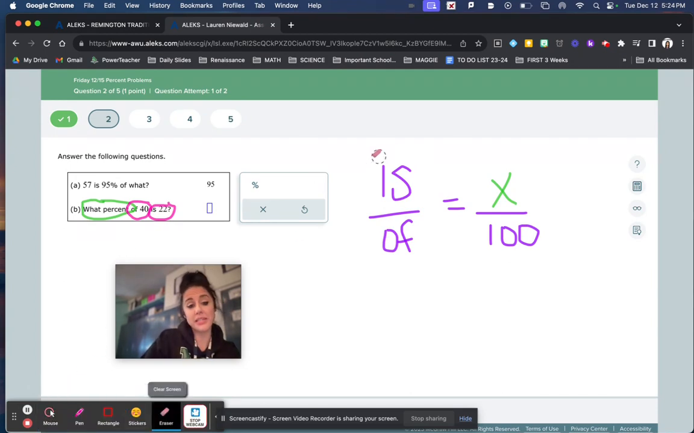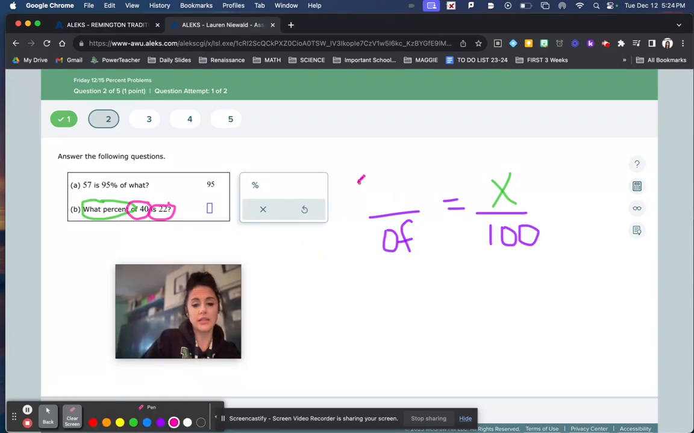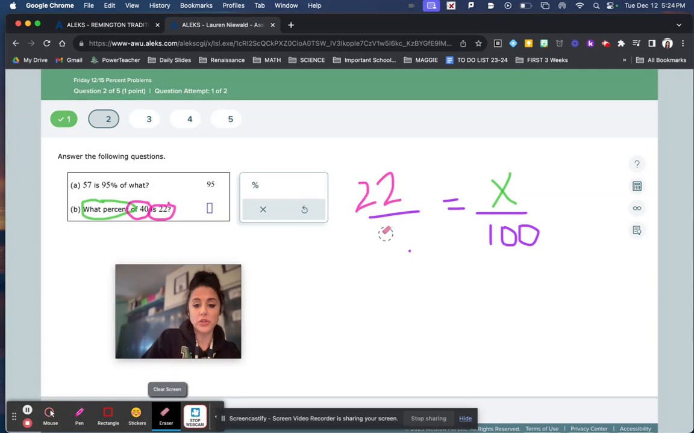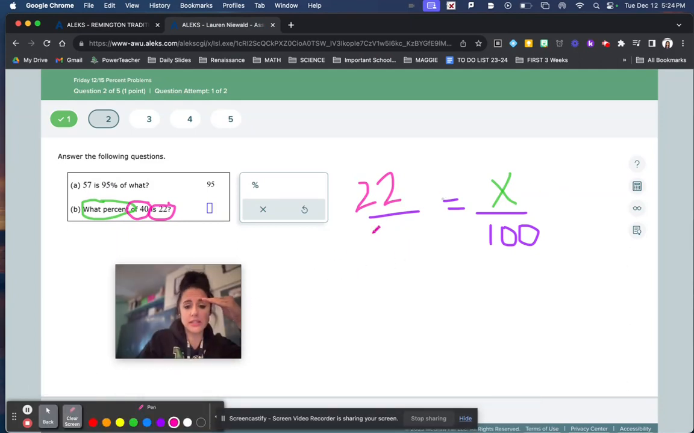So I'm going to fill my blanks, right? My is was 22 and my of was 40. And what does that mean mathematically? I hope you're catching on to this. Your is on top, right? Your is is your part. So part is 22 and my total, or my of, is 40. So I have 22 out of 40. What percent is that? That's all I'm looking for.